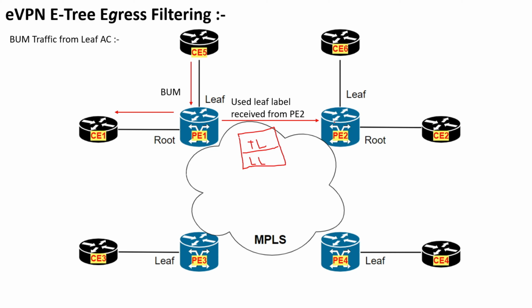So in this case, PE2 knows that PE1 has used the leaf label advertised by it in the ES-AD. So it will forward it to the root as normal, but since it knows the BUM traffic has been received from a leaf, it is going to discard it while sending it towards the leaf. That's what we call egress filtering. Because, if you remember our earlier design, leaf to leaf communication is not allowed, whether it is unicast or multicast. So based on the ES-AD leaf label, PE2 is going to figure out that it has received it from the leaf attachment circuit of PE1.